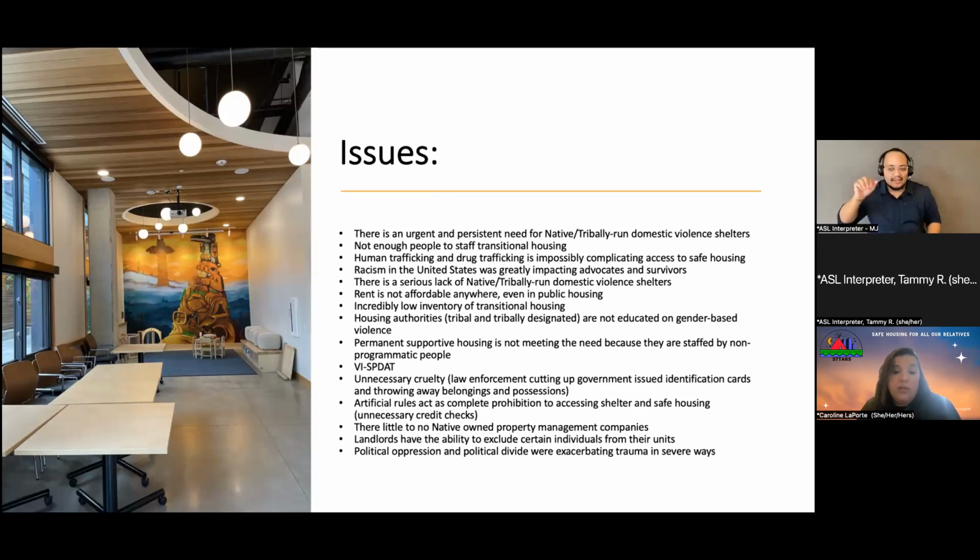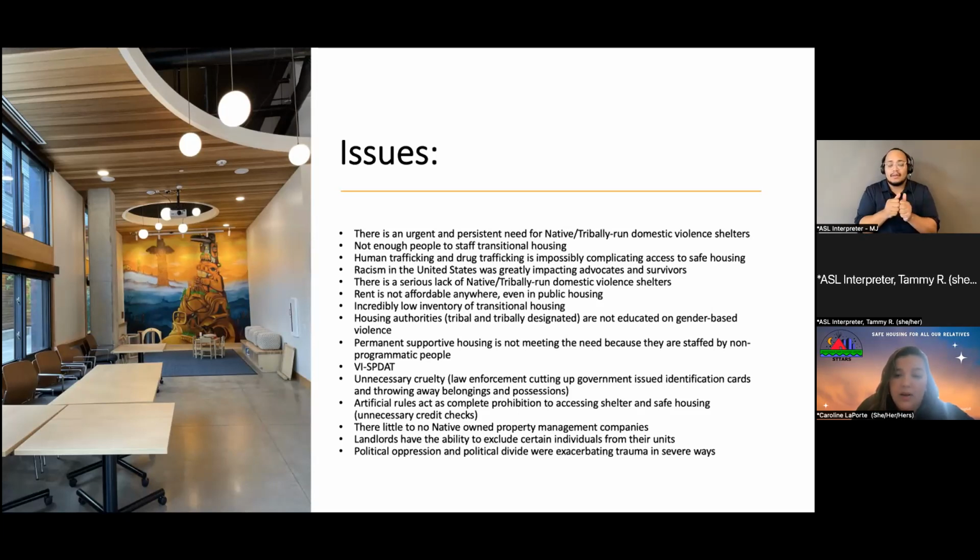Rent is not affordable anywhere, even in public housing. So people who are providing those services are noticing that it's still too high. Housing authorities, that goes for both tribal housing entities and tribally designated housing entities, are not necessarily educated on gender-based violence. That is despite them also in certain situations being required to comply with VAWA.